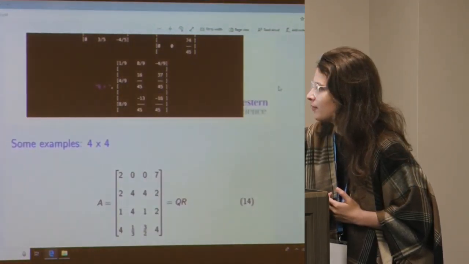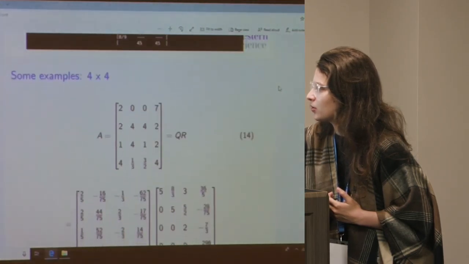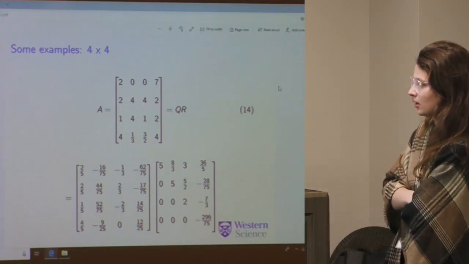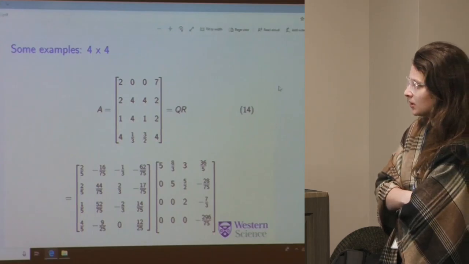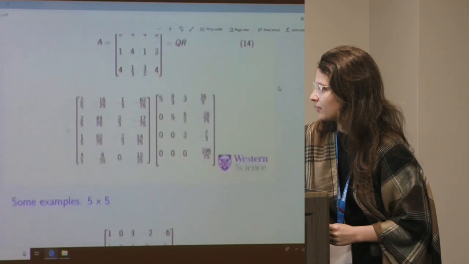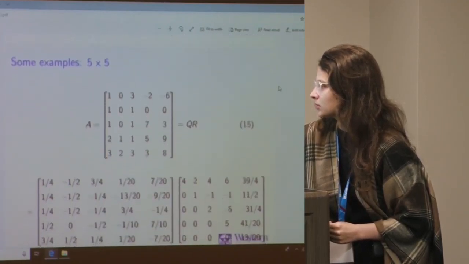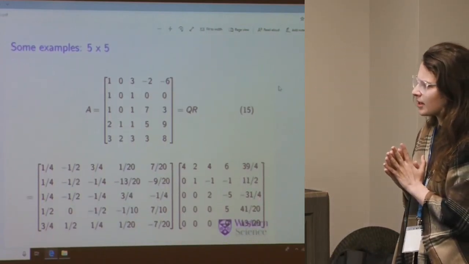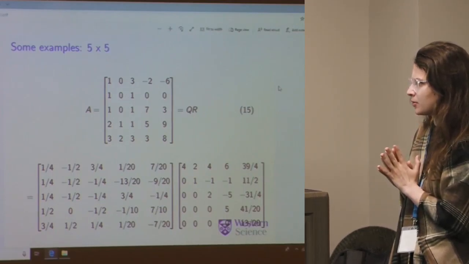So for the 4x4 example, I don't have all the steps printed out, but trust me, they're all rational. And I have the final result, which gives me rational Q and rational R matrices. And I also have a 5x5 example, which also gives me rational results. And in this case, the fractions are not that bad, but the square roots are gone.